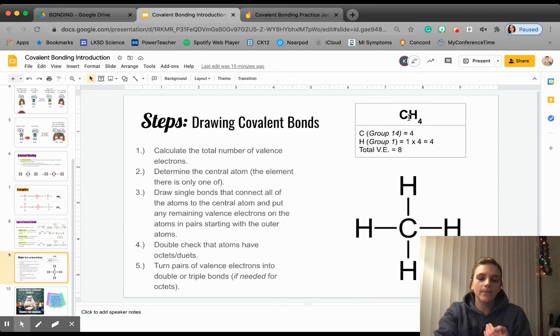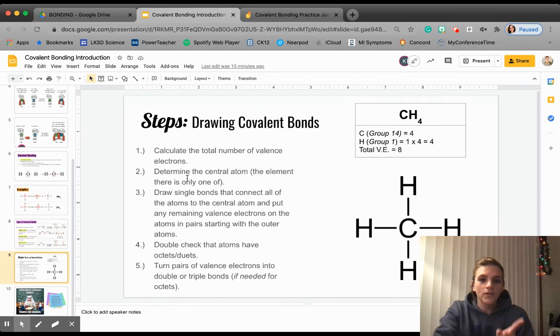So if we were looking at the molecule of methane gas, those cows, methane gas, CH4, we know that carbon is from group 14, so it has 4 valence electrons. Hydrogen is group 1, so it has 1 valence electron, but the subscript 4 here tells us that we have 4 hydrogen atoms, so we multiply it by 4. In total, that means that we have 8 valence electrons that we need to figure out where they're being placed, whether they're in bonds or whether they're just left with single atoms.